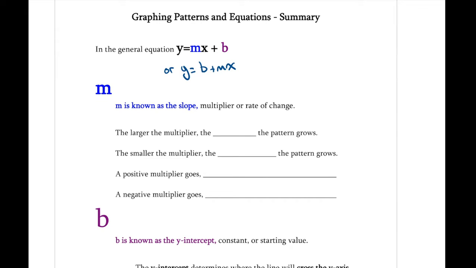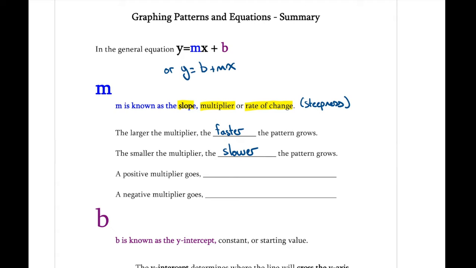Some key things that we need to know. There are two key pieces of our equation. m, and m is known as the slope, multiplier, or rate of change. You could also say it refers to the steepness. As we talked about, the multiplier, the slope, tells us the steepness of the graph. Now, the larger the multiplier, we talked about the faster the pattern grows. The smaller the multiplier, the slower the pattern grows. So again, we've referred to that before as well.